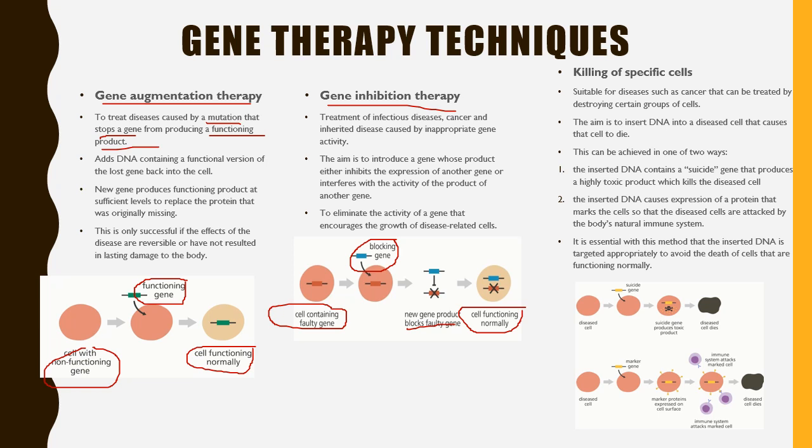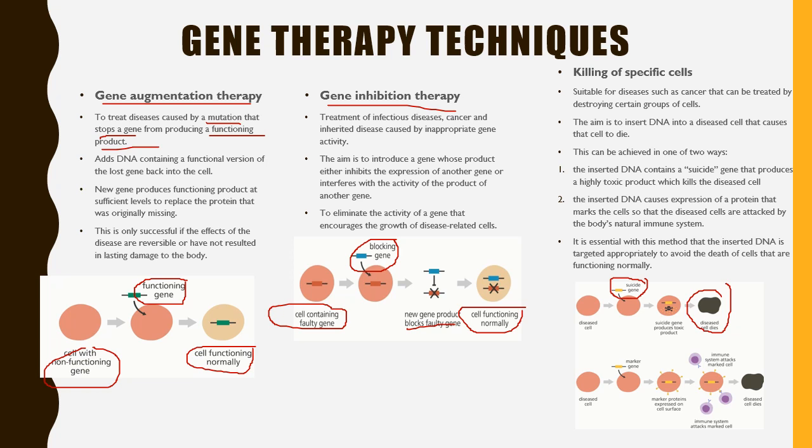The third technique is killing of specific cells. There are two ways in which this can happen. The first one, in this picture you can see insertion of a suicide gene into the diseased cells, and then the suicide gene will produce a toxic product which will kill the diseased cells.